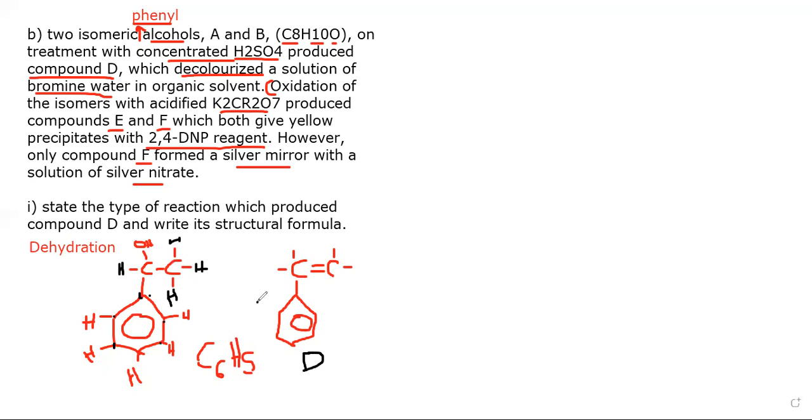All right. So this is the structure for compound D. It has lost a molecule of water. Remember, in dehydration, a molecule of water is lost. So you get your alkene. We have converted the phenyl alcohol to an alkene. That's compound D. Now it says explain, so let me just write it.